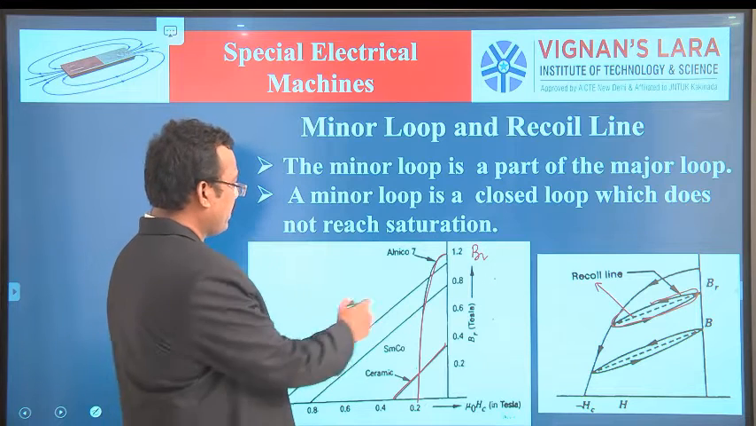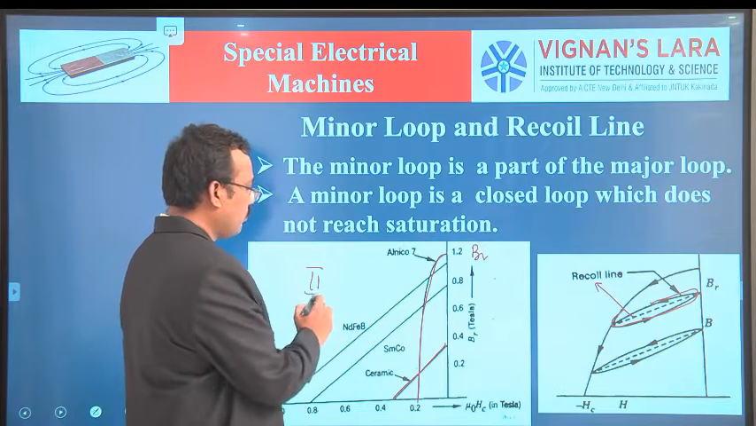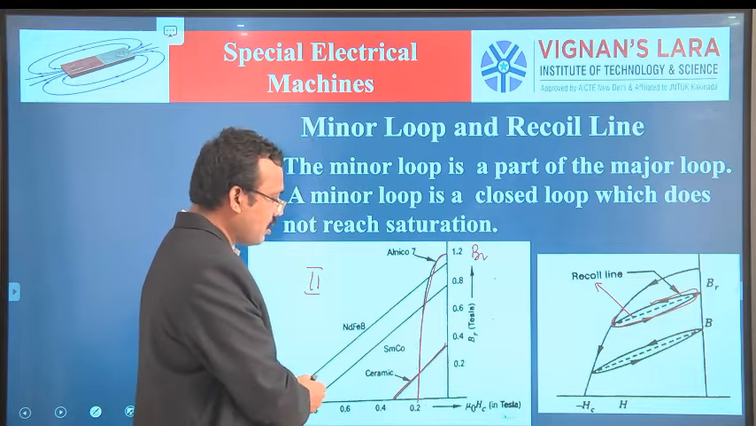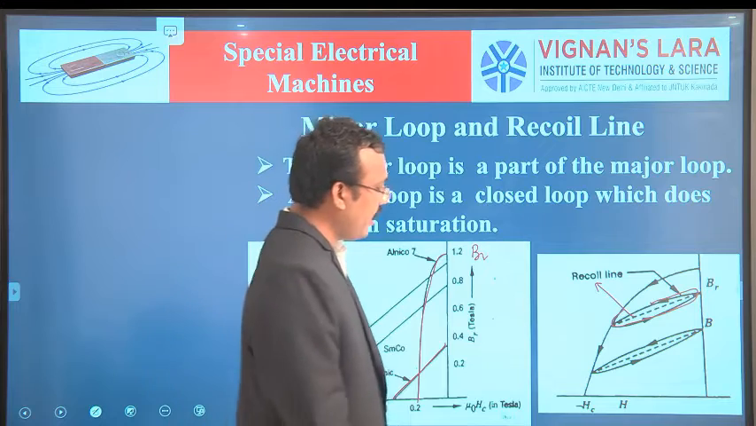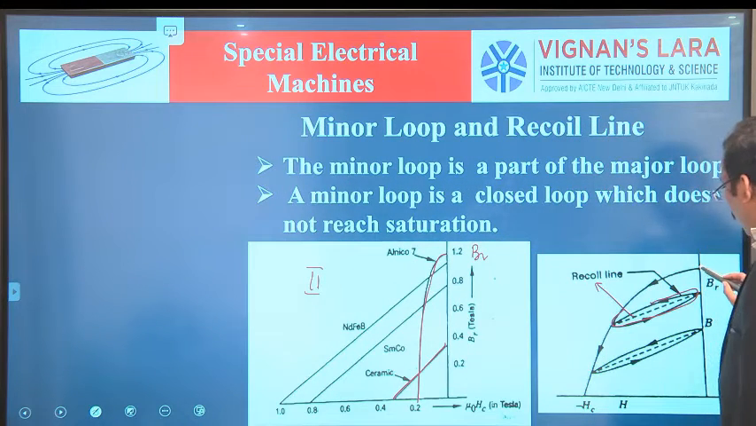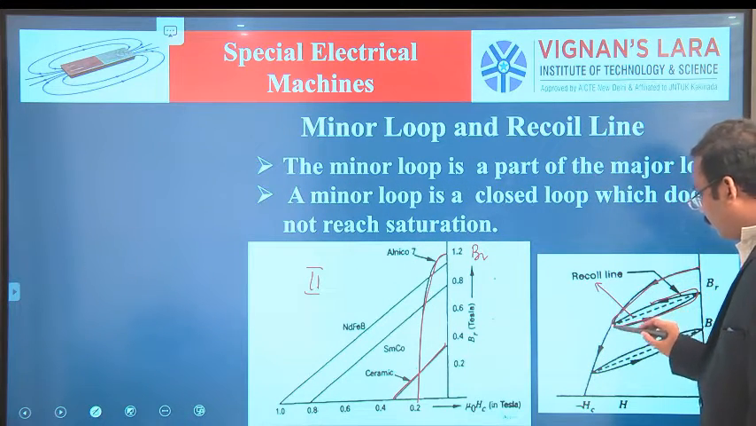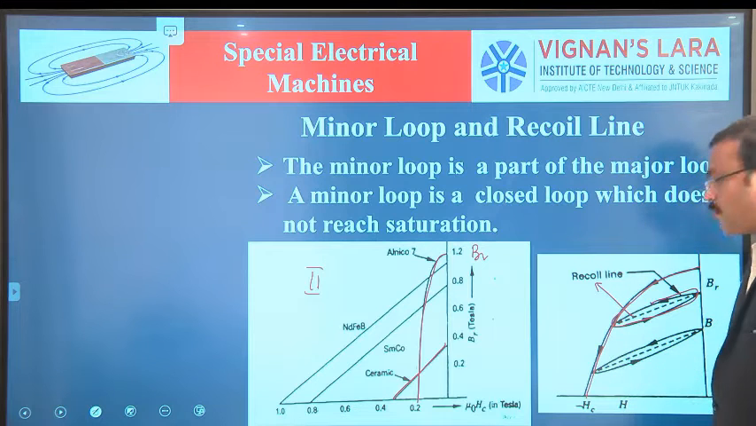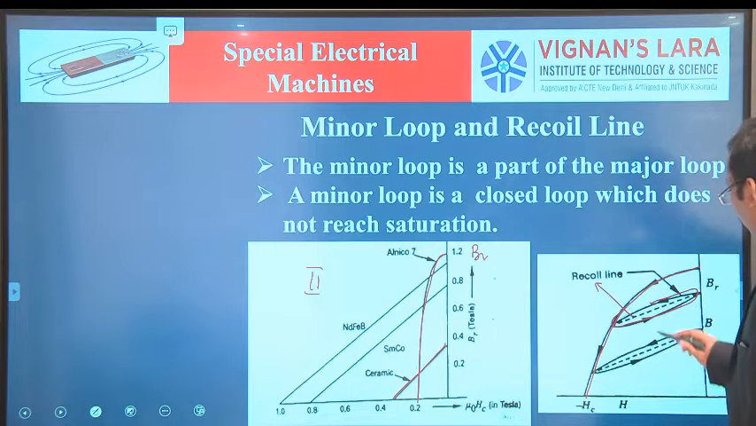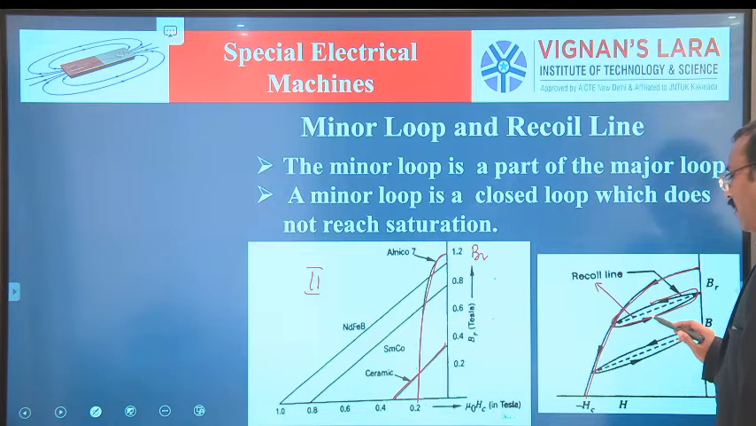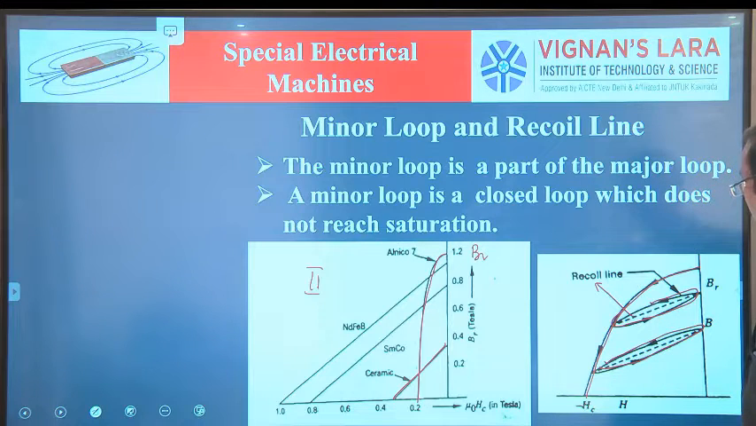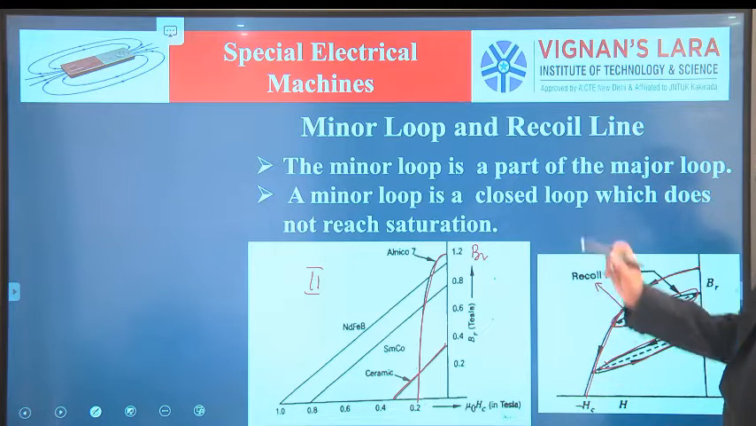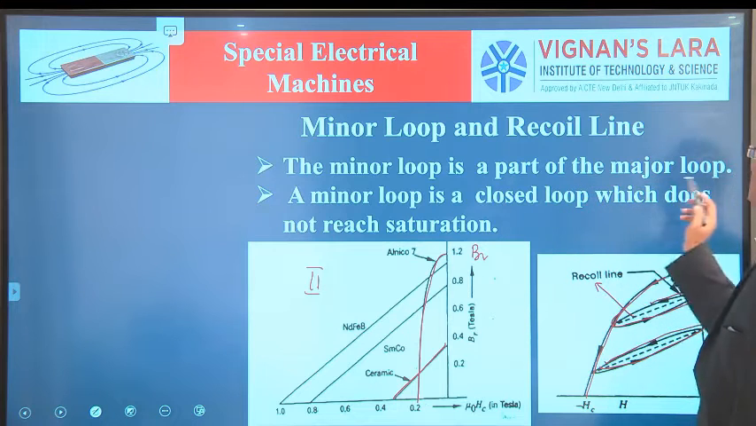Okay, this is a demagnetization curve in the second quadrant. Now, this is an actual BH loop. See here, this is the actual BH loop in the second quadrant. How do we create this loop? That is very, very important. Based on this loop only, we will apply these permanent magnet materials for particular applications. Okay, so here the minor loop is a part of the major loop.